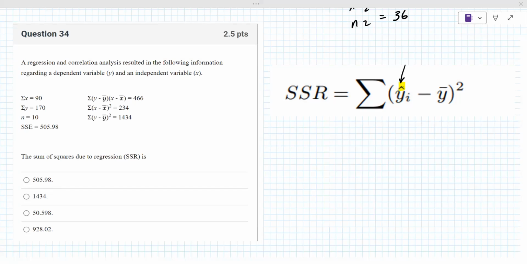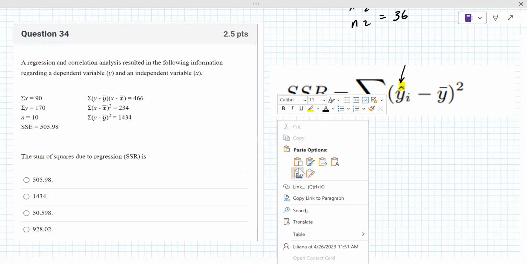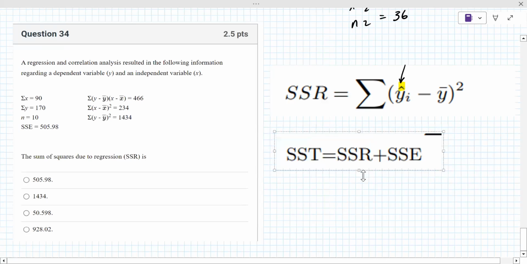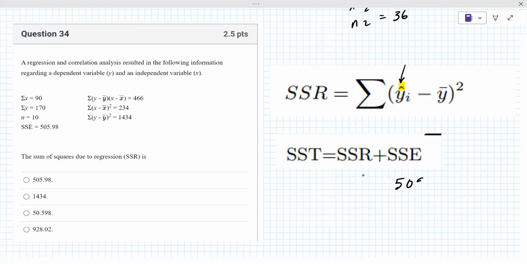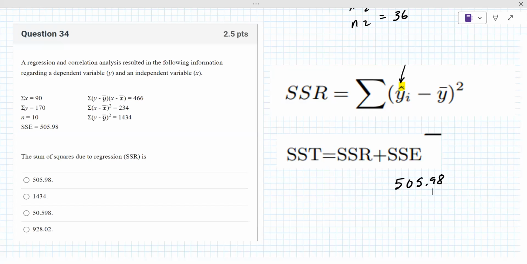So we're kind of back to SST. Let me snip this in. Kind of back to this one. SST equals SSR plus SSE. You have the SSE value. So if you had the SST value, you could then find SSR. So we need another way to find SST, which is given.